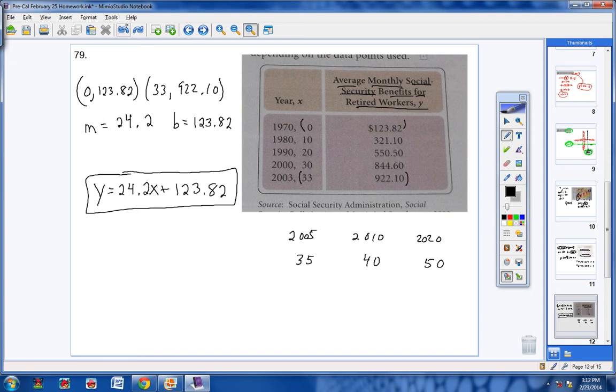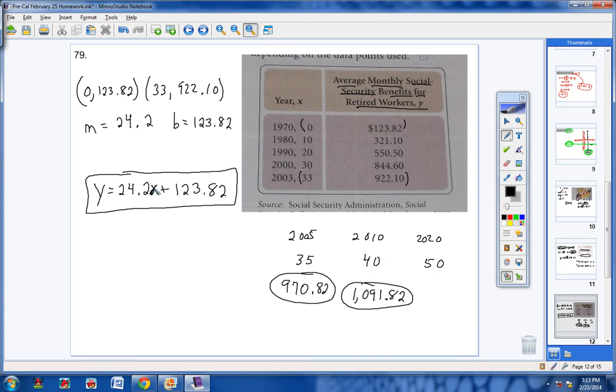So if you put 35 in for X, 24.2 times 35 plus 123.82 would give you this monthly amount, $970.82. Okay? Now let's try 2010. So now where the X is, we're going to cross off the X and substitute a 40. So now we have 24.2 times 40 plus 123.82, and that's going to give you $1,091.82.